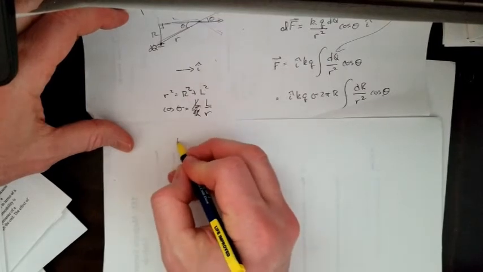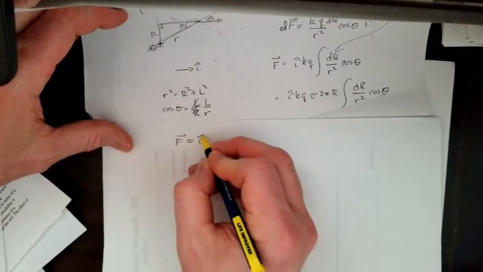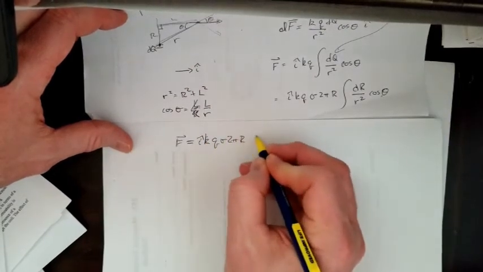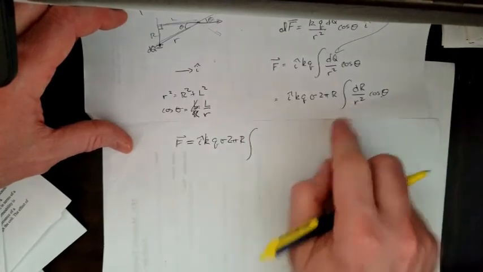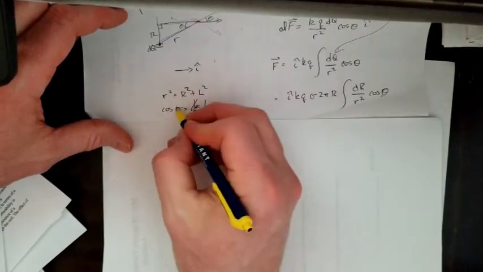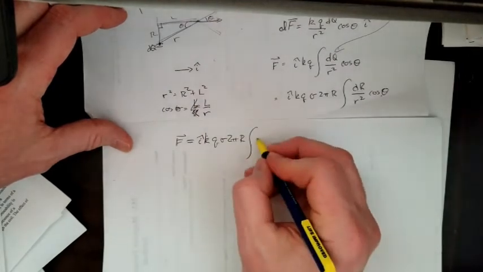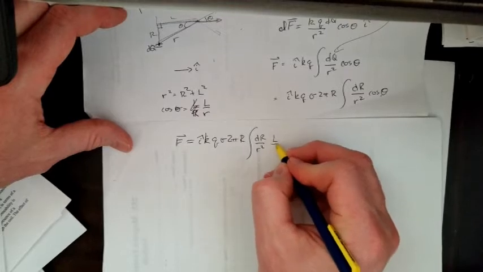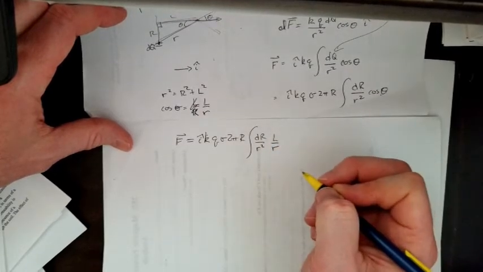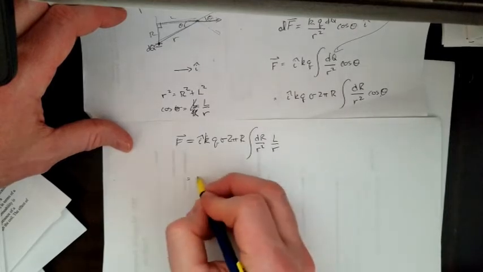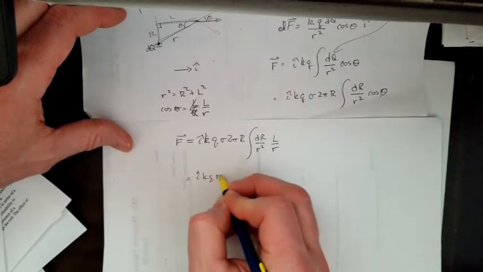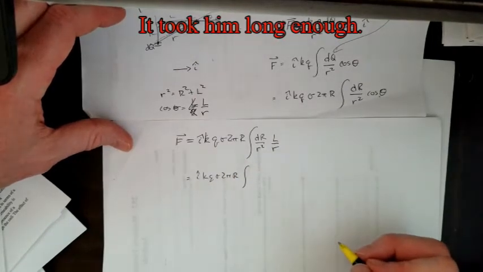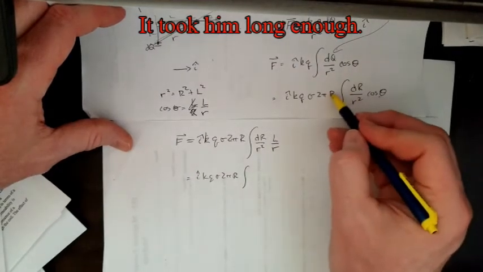And so this formula becomes, the force is i hat k q sigma 2 pi big R. And we'll do the cosine substitution first, like we did for the infinite line of charge. So I have dr over little r squared, cosine of theta is L over r, which is i hat k q sigma 2 pi big R. Oh, that is a mistake there. This big R actually should be inside here.